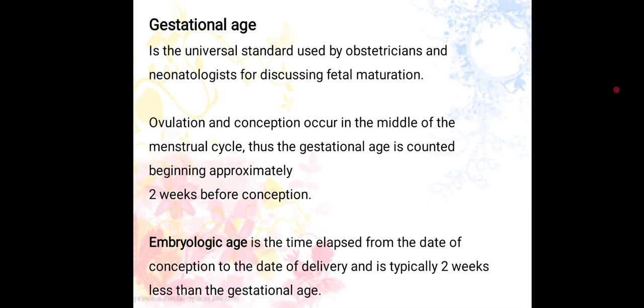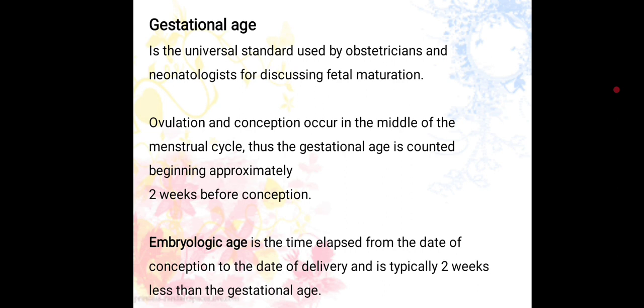Gestational age is calculated from the first day of the menstrual period. As we know, ovulation and conception occur in the middle of the menstrual cycle. In a patient with a regular 28-day menstrual cycle, ovulation occurs around day 14, the middle of the menstrual cycle. Thus, gestational age counting begins approximately 2 weeks before conception, as it is calculated from day 1, which is the first day of the menstrual cycle.